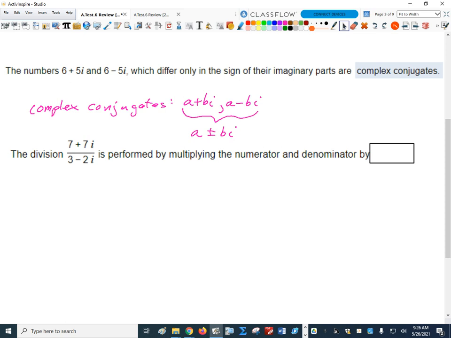There you go. We've got to multiply it by the complex conjugate of the denominator. So we're going to multiply both by 3 plus 2i.